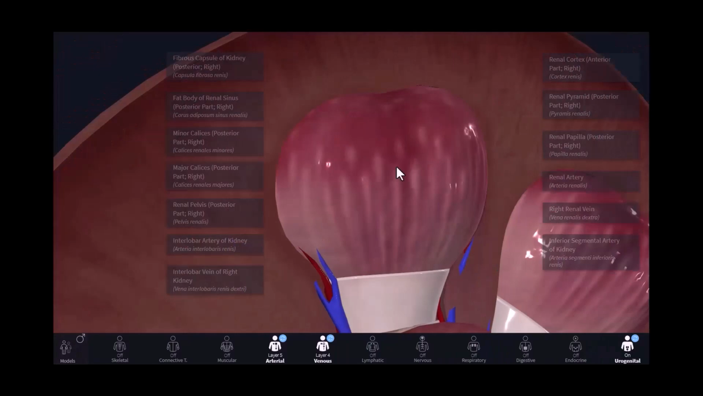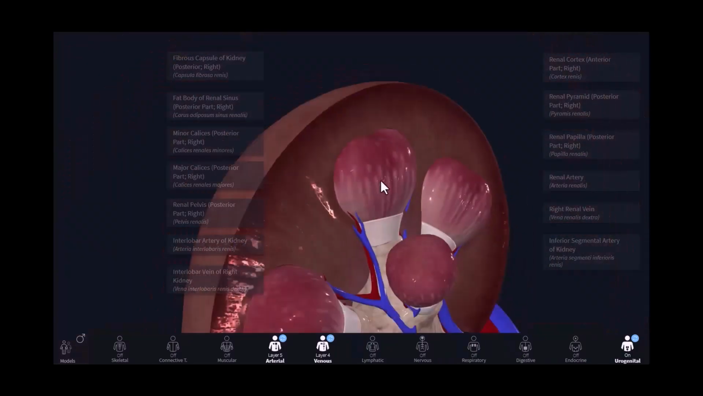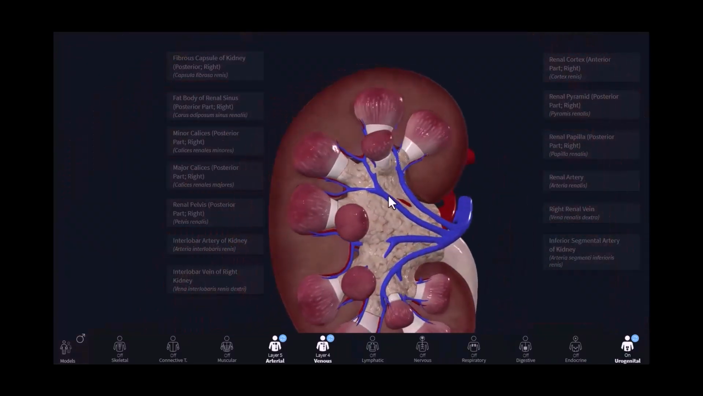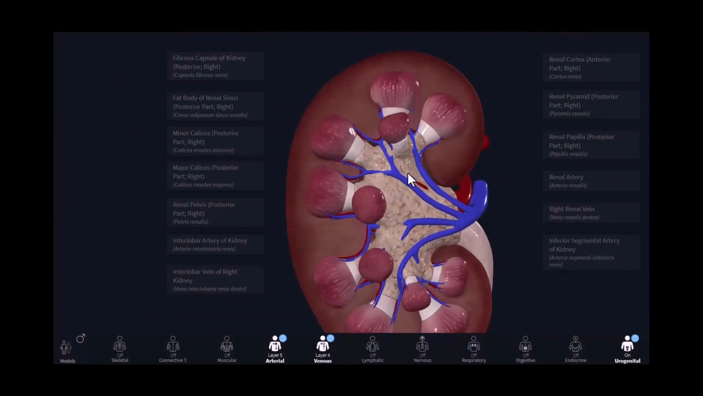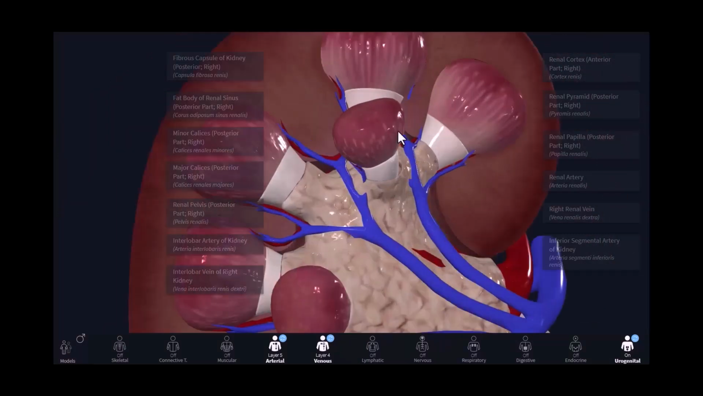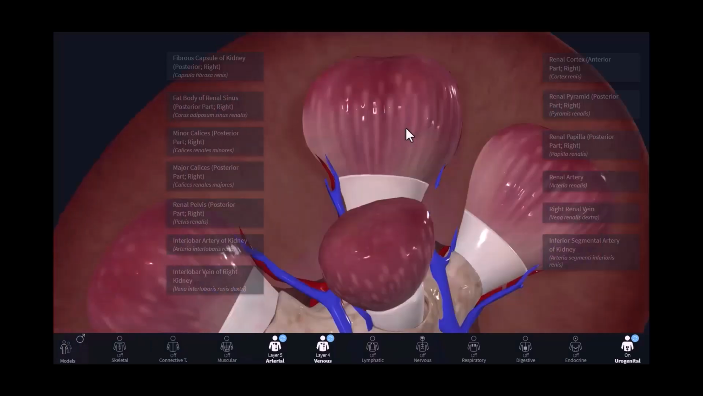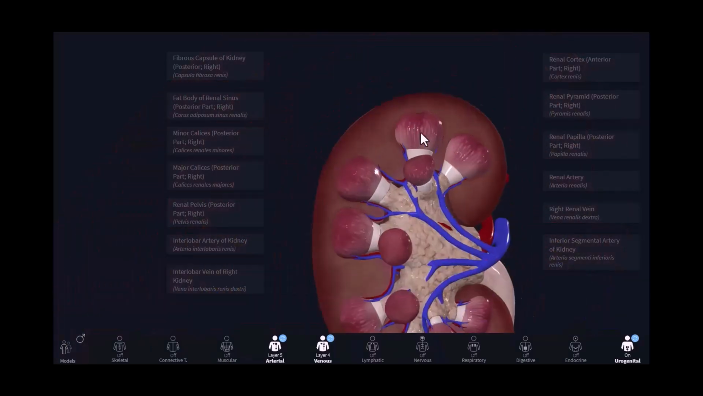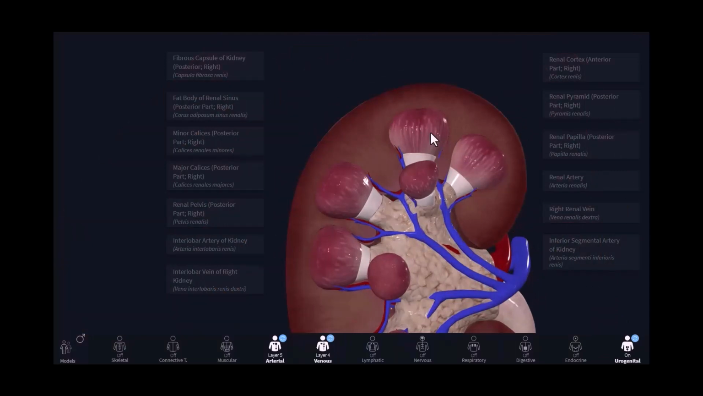There are thousands and thousands of these tubes inside each pyramid, and that's why we can reabsorb so much filtrate every day, and we only make about 2 liters of urine every day, because these little pyramids have thousands and thousands of loops of Henle, collecting ducts, and what have you.